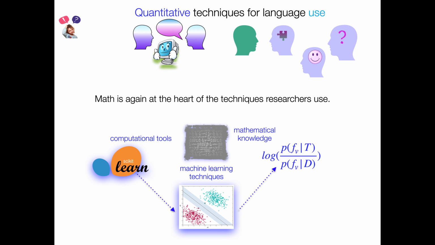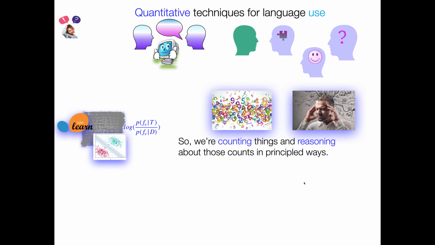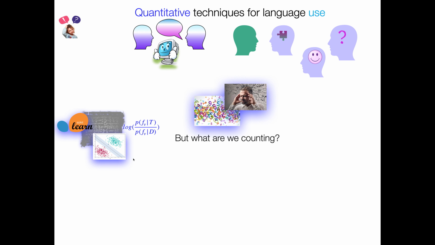And these machine learning techniques rely on mathematical knowledge, rely on counts of data that's been processed in a particular way, counts of certain things that maybe have certain transformations done to them before they're fed in to these reasoning techniques that are part of machine learning. And so we're again basically counting things, maybe processing them in a certain way, and reasoning about those counts in principled ways, right? Same thing as before. So what are we counting?